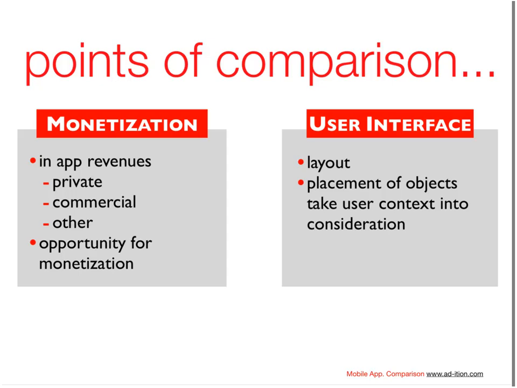And of course, placement of objects, taking the user context into consideration. That just means, again, that example that we gave: that person's on the subway, they've got one hand available with one finger or their thumb navigating through your application. So does the interface and the way things are laid out take that into consideration? So we're looking at those things.